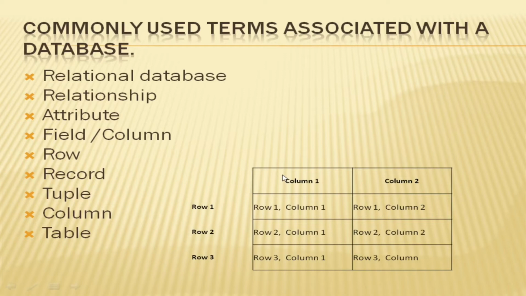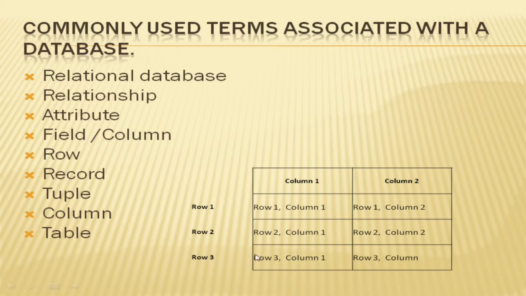Here I have a sample table. This table has 2 columns. See, 1, 2, fields or attributes, and 3 records, tuples, or rows. Okay, you remember that a record can be called a tuple or a row, and a field can be called an attribute or a column.